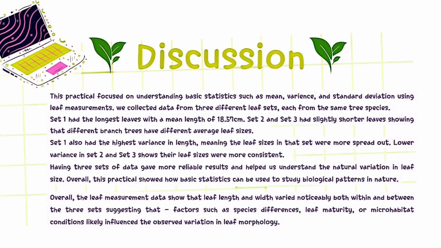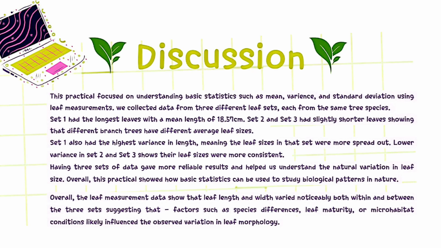For discussion, Practical 1 focused on understanding basic statistics such as mean, variance, and standard deviation using leaf measurements. We collected data from 3 different leaf sets, each from the same tree species. Set 1 had the longest leaf with a mean length of 18.57 cm. Set 2 and Set 3 had slightly shorter leaves, showing that different branch trees have different average leaf size.